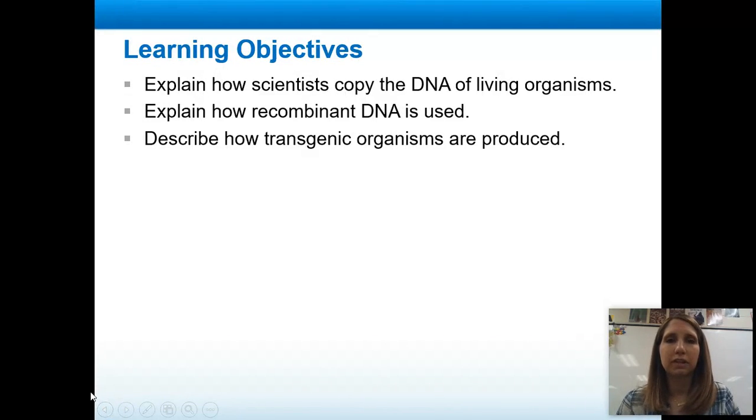So first one here, explain how scientists copy the DNA of living organisms. And we're going to talk about that specifically. That's a technique called polymerase chain reaction. We're going to talk about something called recombinant DNA and how we use recombinant DNA to create things like genetically modified organisms. And then we're going to talk about those GMOs in the context of what we call transgenic organisms. Same thing, just a different term used to represent organisms that have been modified purposefully and genetically.